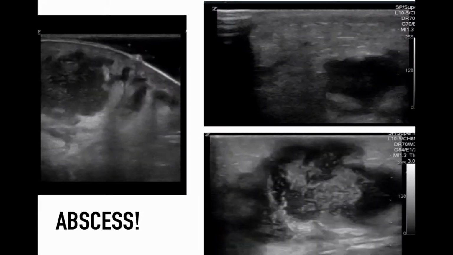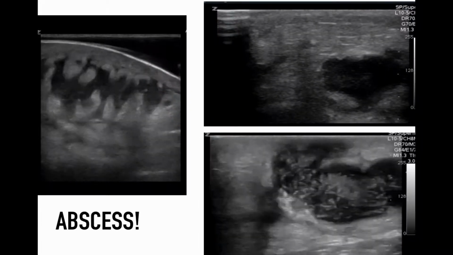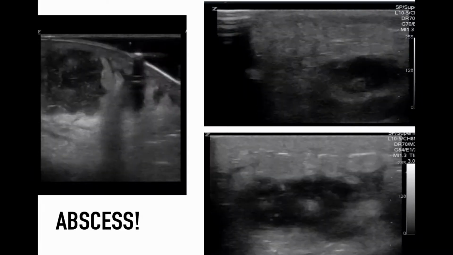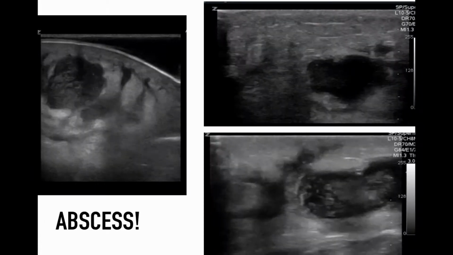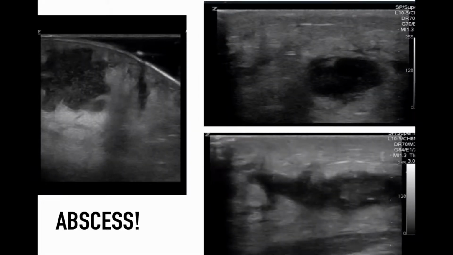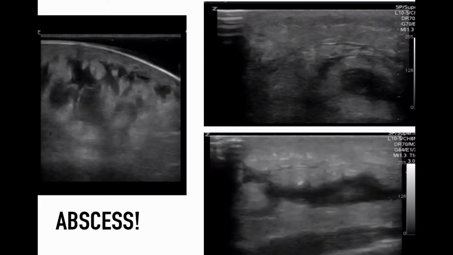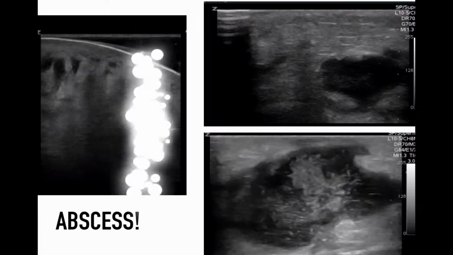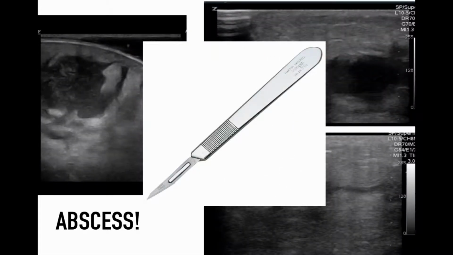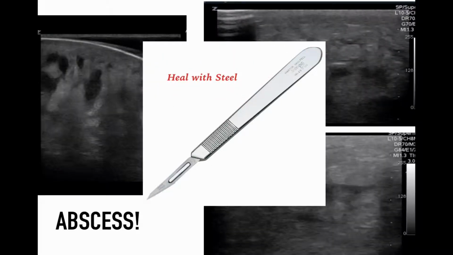On the left image, you just have some cobblestoning, and then as you scan through, it turns into an abscess. That's why it's important to scan these patients in entirety. And on these right images, you can see these are complex abscesses, especially the one on the bottom with lots of gross pus inside. So these patients need a different treatment, not just antibiotics. They need to be healed with steel.